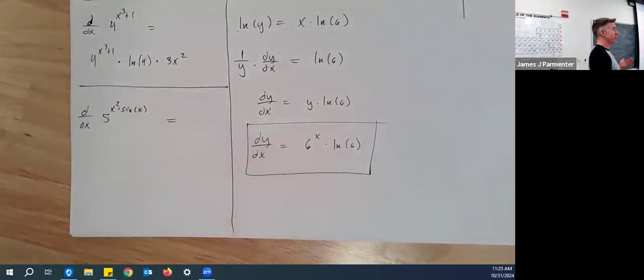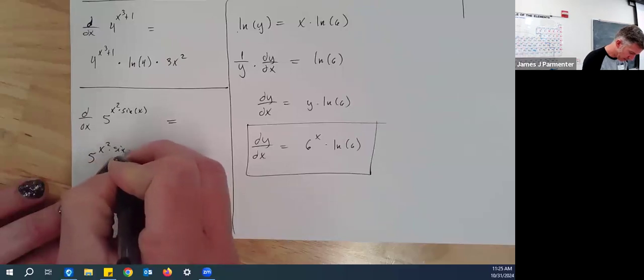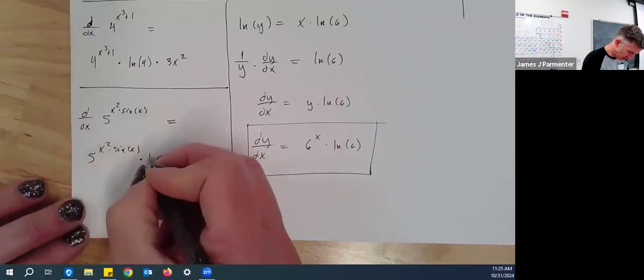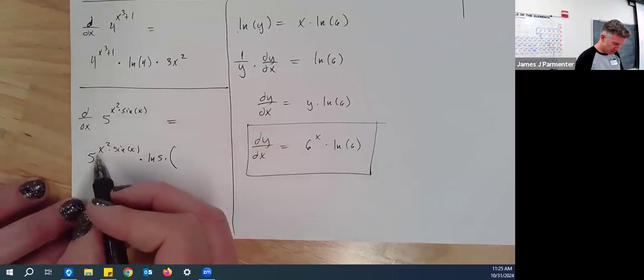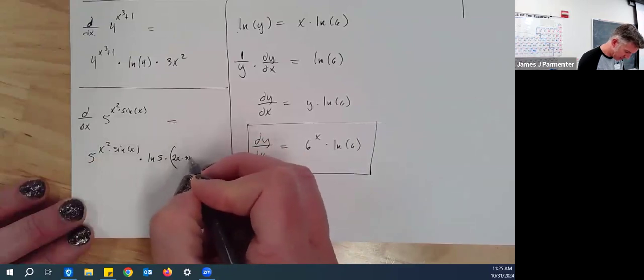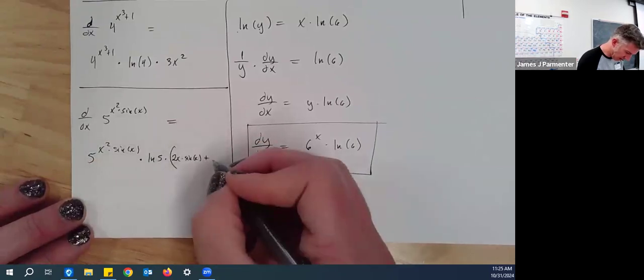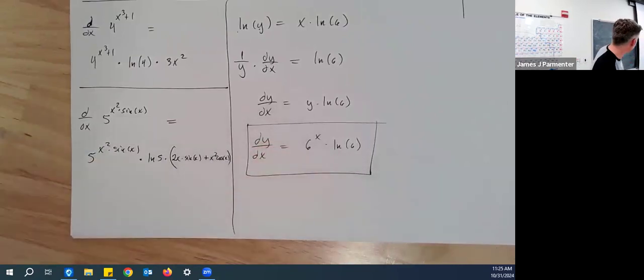Same pattern. Derivative of 5 to the x is 5 to the x times natural log of 5. The derivative of 5 to the stuff is 5 to the stuff times natural log of 5 times the derivative of the stuff. So it's going to be 5 to the stuff times natural log of 5 times the derivative of the stuff, which is the product rule. So it's going to be the derivative of x squared times sine of x plus x squared times the derivative of sine, which is cosine. And sorry, I'm squeezing that in there. I know it's terrible.